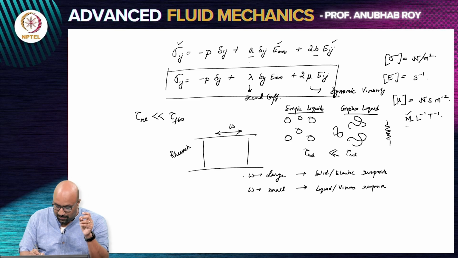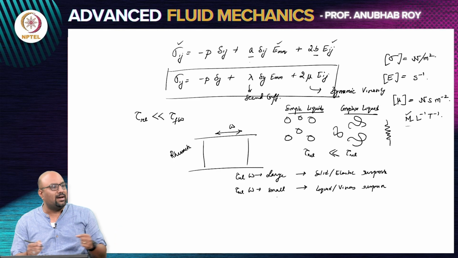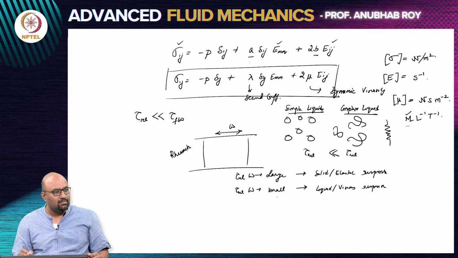So, omega when compared with the flow time scale, or in this case the relaxation time scale. So, if you do very small frequency oscillations, you are allowing the system to relax by the time you finish your one time period. It is so slow that the system can easily relax back, and what you are observing is viscous.